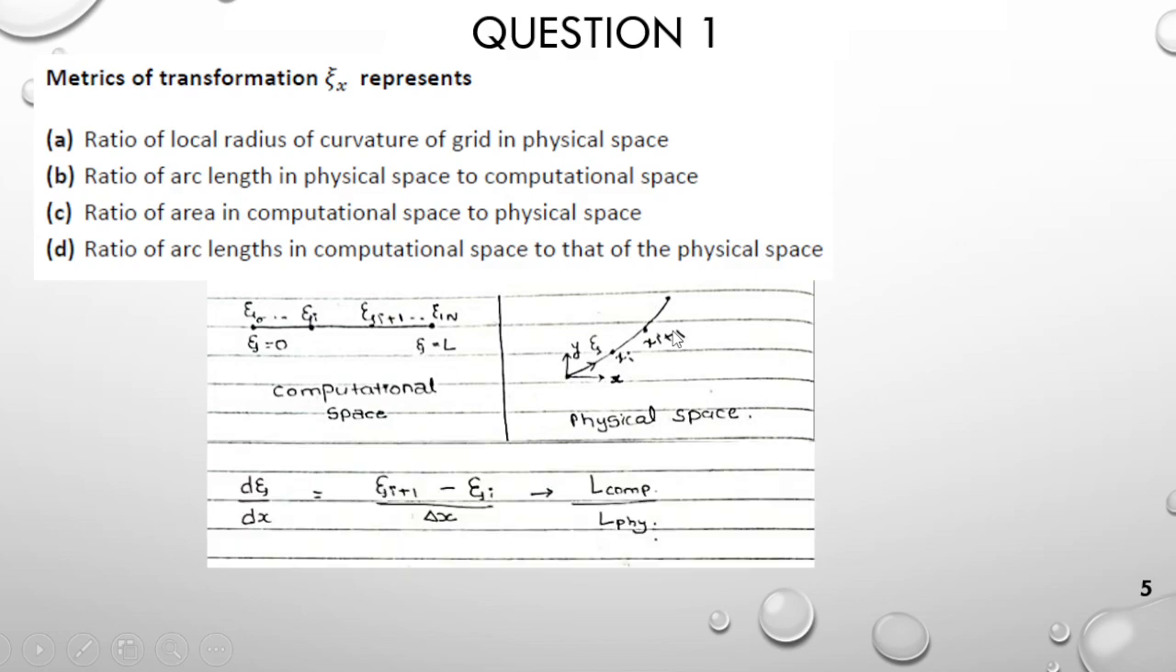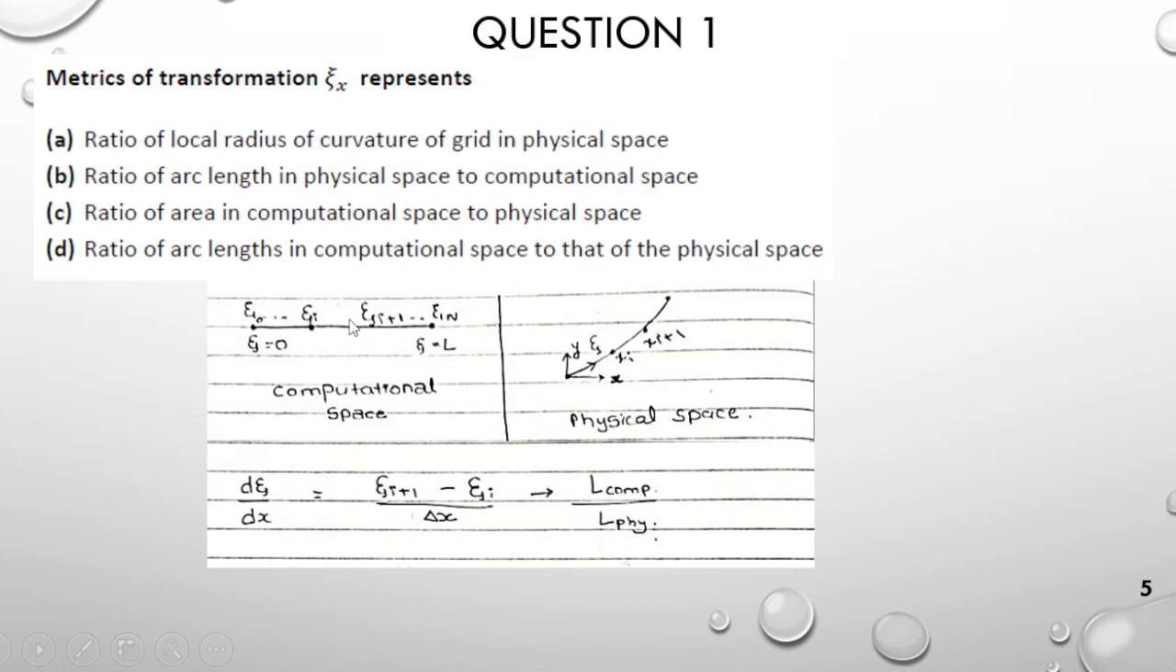So what we need here is dou zeta by dou x. It is nothing but zeta i plus 1 minus zeta i divided by delta x. Now if we see what zeta i plus 1 minus zeta i is, it is nothing but the arc length in the computational space. If you look into this image, you will easily understand that it is the length of one particular segment of arc in our computational space. Whereas delta x is actually the arc length in the physical space, the curve length.